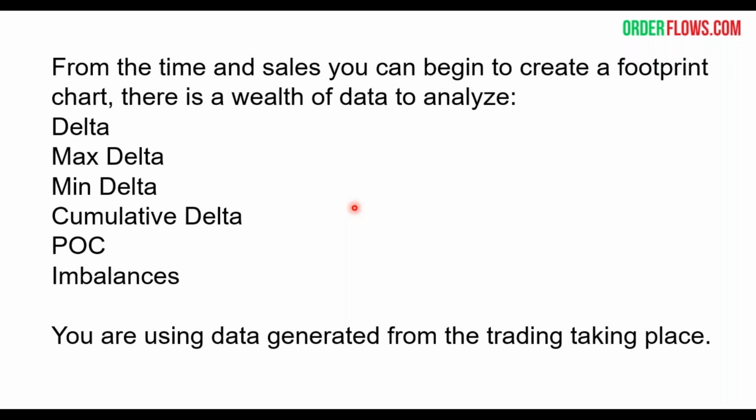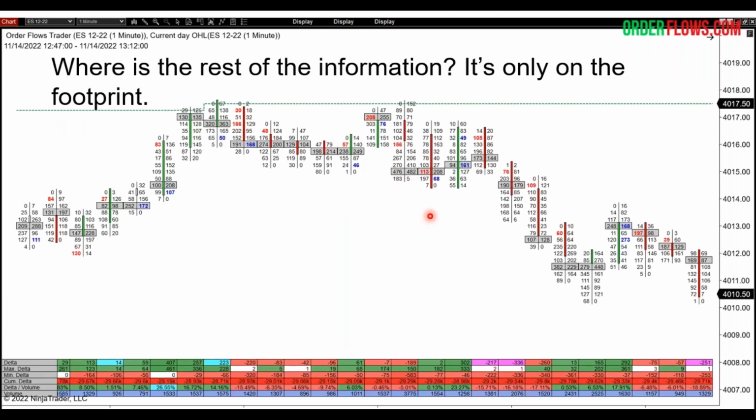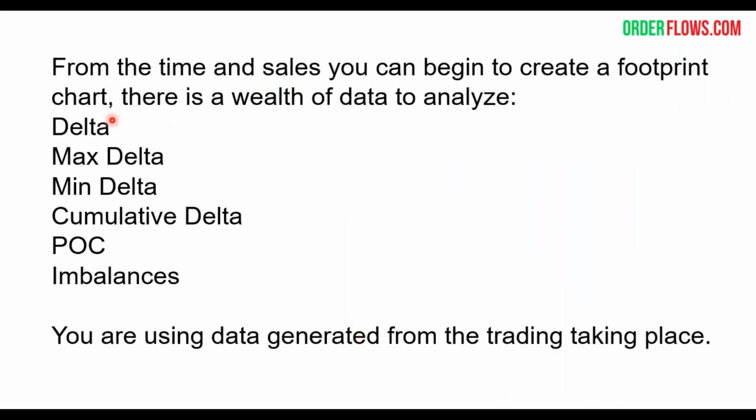So from that time in sales, I sort of just alluded to it, you begin to create the footprint chart. This is your footprint chart, and on there you're going to have a lot of information. You're going to have delta, max delta, min delta, cumulative delta.